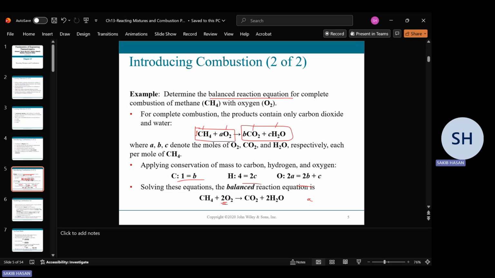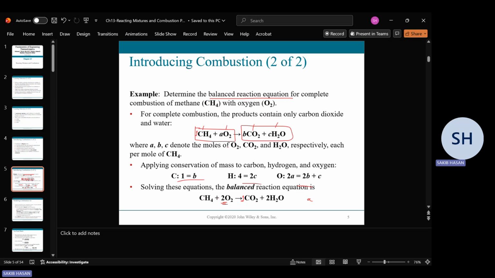So it's a 1 to 2 ratio between methane and oxygen reacting to form 1 mole of carbon dioxide and 2 moles of water. So there's a 1 to 2 ratio between the methane and the water, and then a 1 to 1 ratio between the methane and the carbon dioxide.